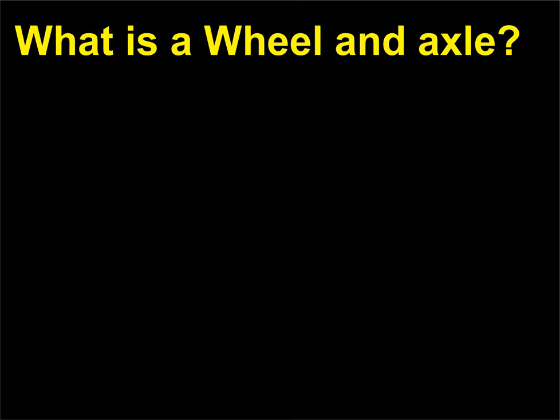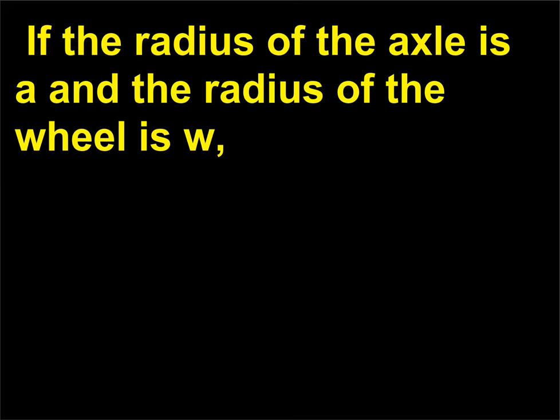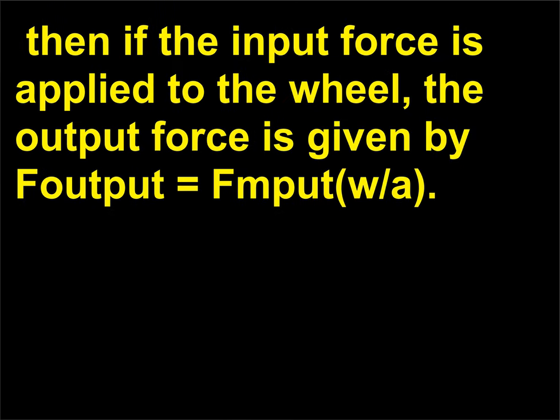What is a wheel and axle? Simple machine. If the radius of the axle is A and the radius of the wheel is W, then if the input force is applied to the wheel, the output force is given by f_output equals f_input times W over A.